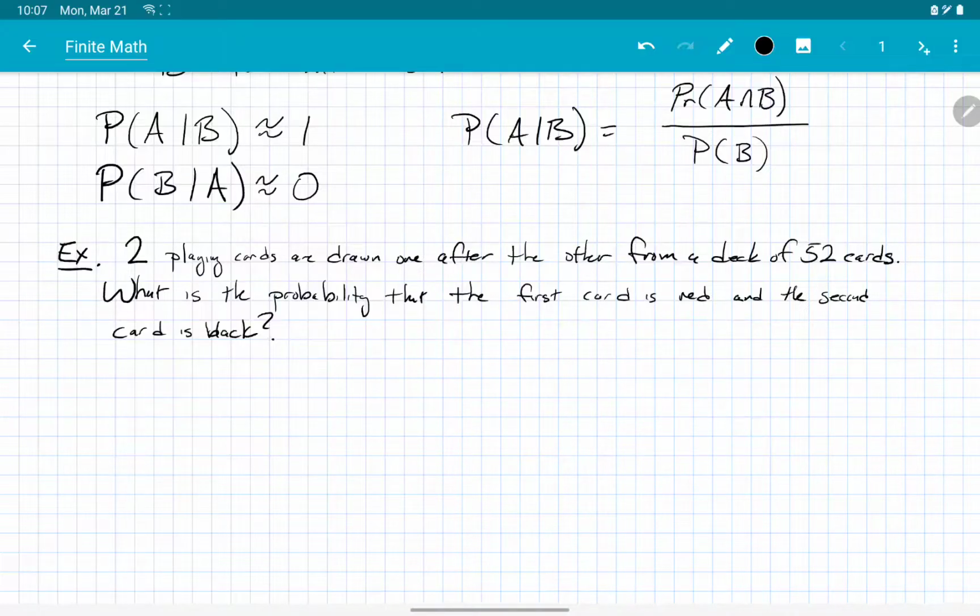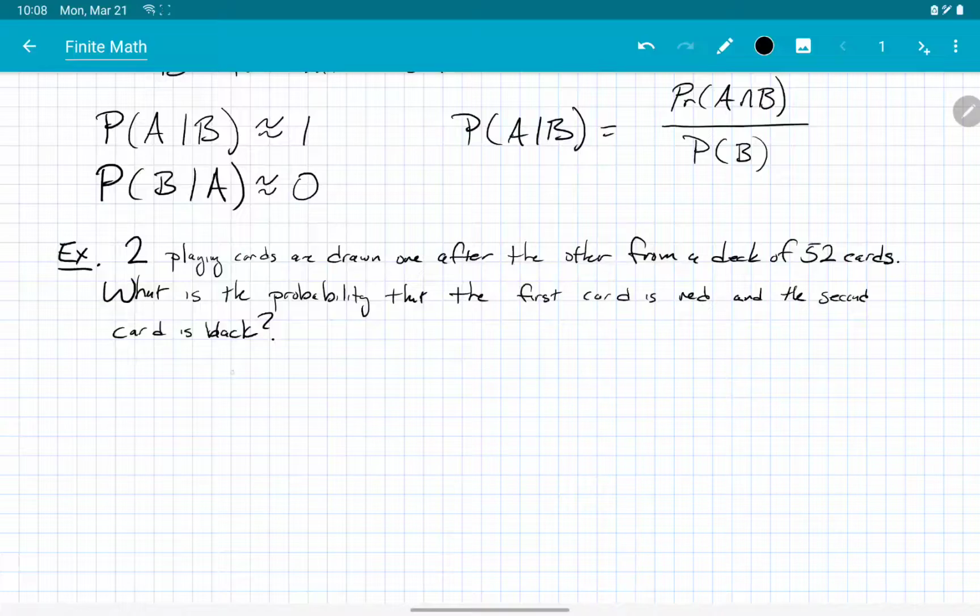Now, roughly, this should be about 1/4. Because the probability that the first card taken is red is equal to 1/2. And then the probability of the second card being black is not actually equal to 1/2. It's slightly bigger than 1/2 because we've taken one red card out. So we've got to be careful when we compute this.